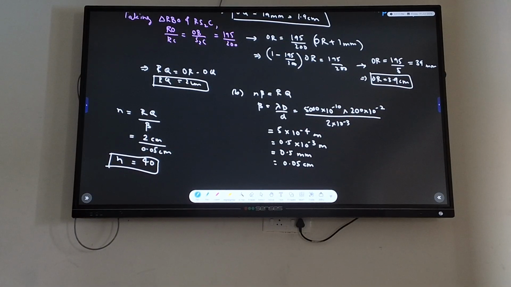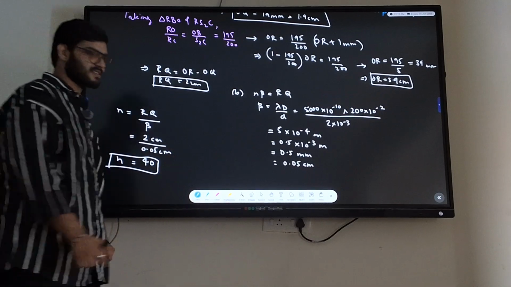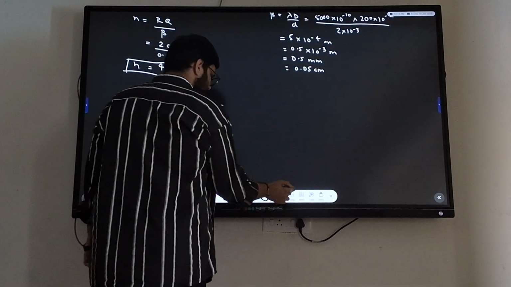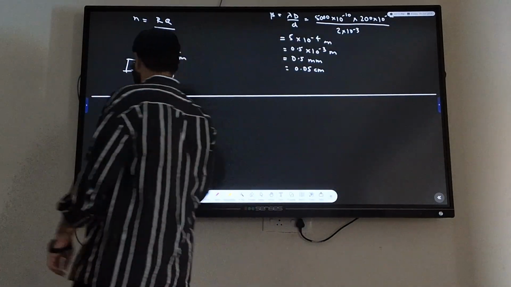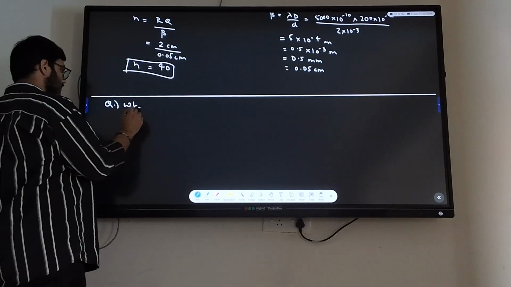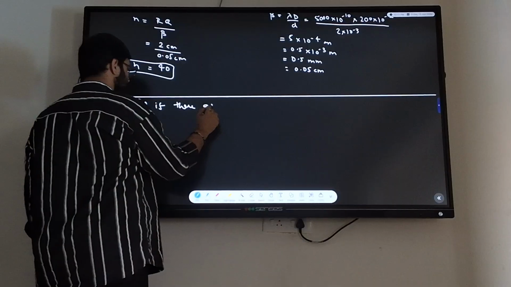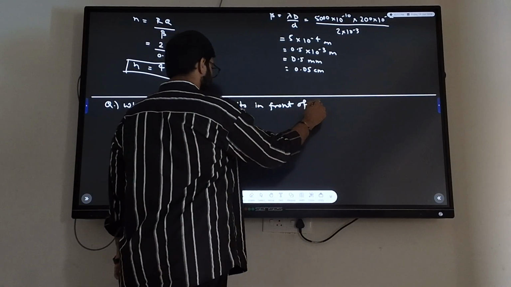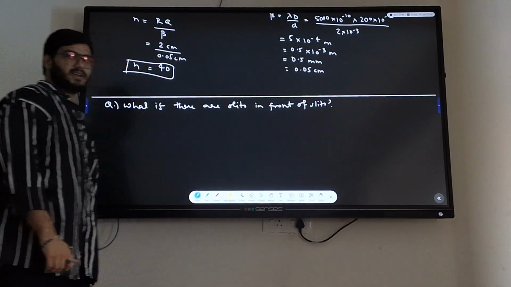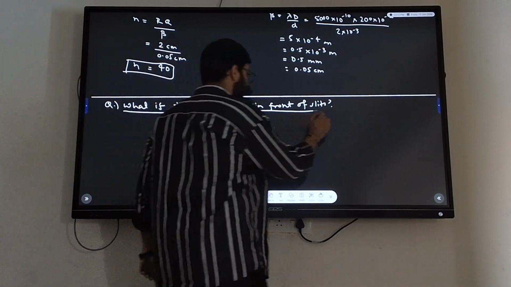Then we can start with something new, a new type of question. Now what if you have slits in front of slits, then what happens? The question is, what if there are slits in front of slits? It's best to do the question and then try to explain how it goes.